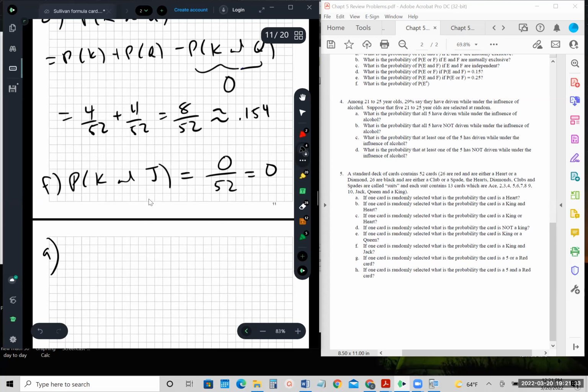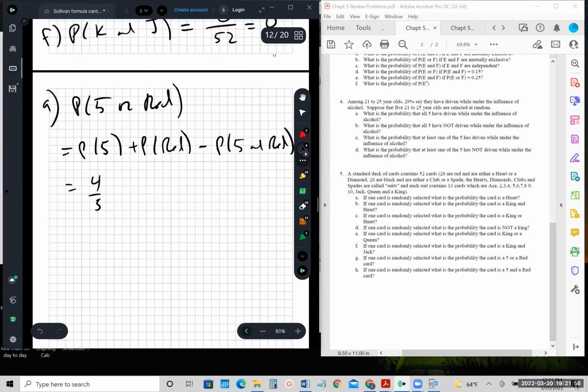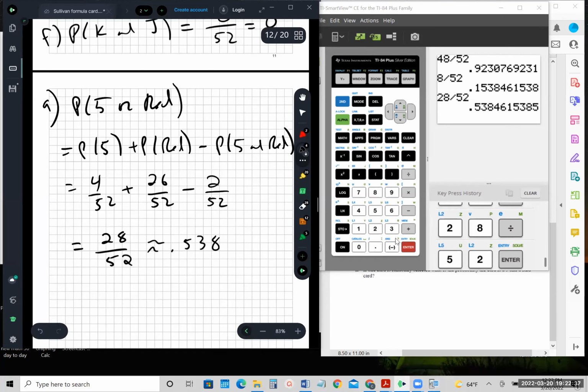Okay. So then G would be, what if one card is randomly selected, what is the probability it is a 5 or a red card? So the probability of a 5 or red. So that would be the probability it's a 5 plus the probability it's red minus the probability it's a 5 and it's red. Okay, so there are 4 out of 52 that are 5s, 26 out of 52 that are red, and then the 5 and red would be the 5 that's the heart and the 5 that's the diamond. So there's 2 out of the 52 that are 5s and red. So that would end up giving you 28 out of 52, which, if we did 28 divided by 52, we get 0.538. So roughly 0.538.